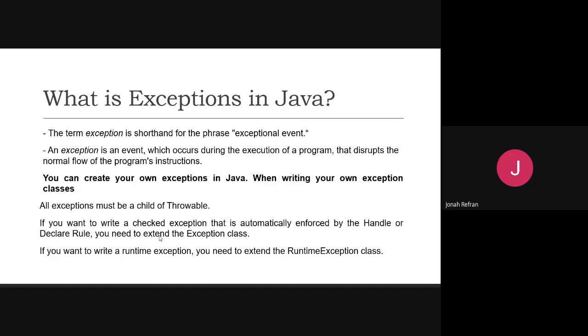All exceptions must be a child of throwable. If you want to write a checked exception that is automatically enforced by the handle or declare rule, you need to extend the exception class. If you want to write a runtime exception, you need to extend the runtime exception class.